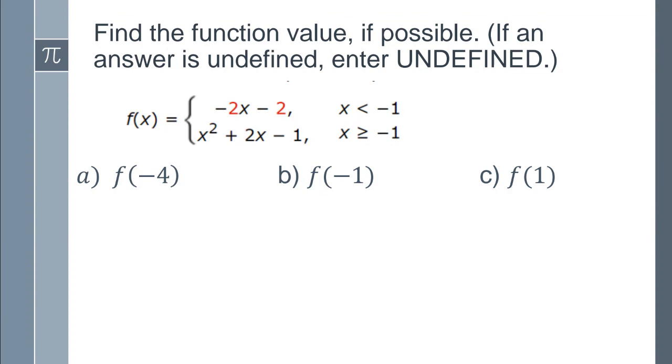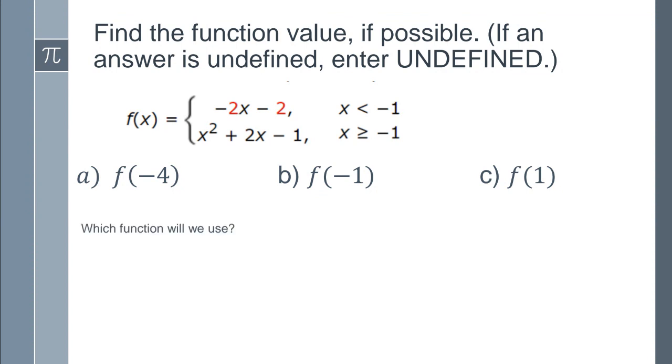So let's go ahead and do A. They're telling me to evaluate the function at -4. So that means my x value, or my input value, that I want to use is -4. So I ask myself, is -4 less than -1? And that would be correct, yes, because -4 is not greater than or equal to -1. So this -4 only applies to the first line here, to the first function, to the -2x minus 2.